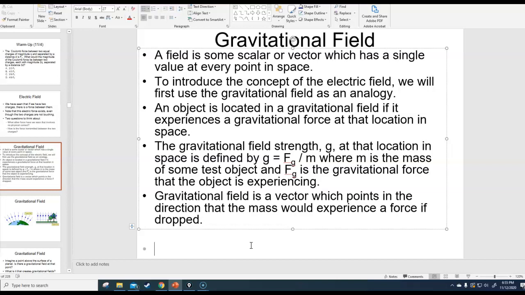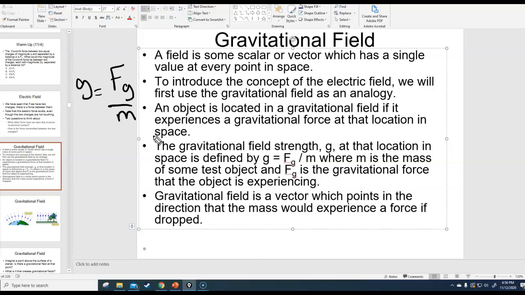Now, the way we define that is, first we give it a symbol. The symbol for gravitational field strength is a lowercase g. The gravitational field strength at a single point in space is defined in a very specific way. The gravitational field strength, little g, is defined as the gravitational force that an object is experiencing at that point in space divided by the mass of the object.